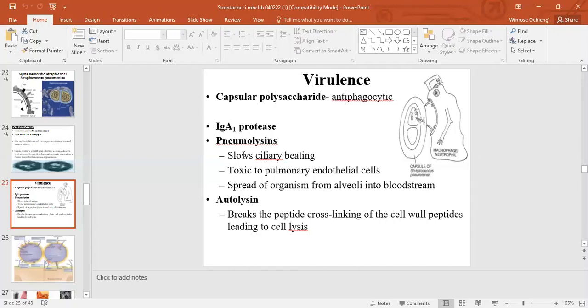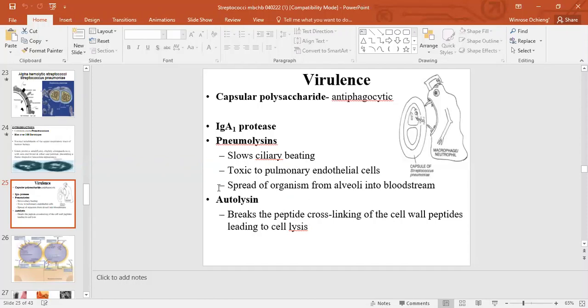These pneumolysins are also toxic to pulmonary endothelial cells, and they are also the ones that help in the spread of this organism from the alveoli. It is able to enter the bloodstream, where it can go and cause meningitis. So these are the virulence factors that we had seen earlier. We are able to see the work that they do, how they help the bacteria-host interaction, so that it is able to cause the infection.